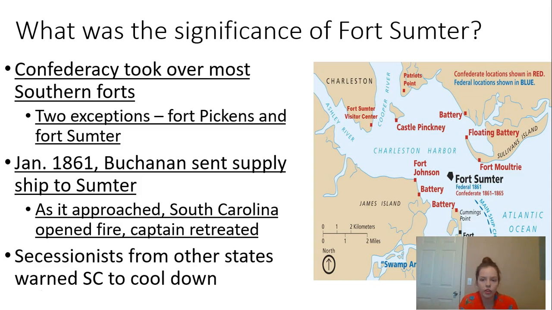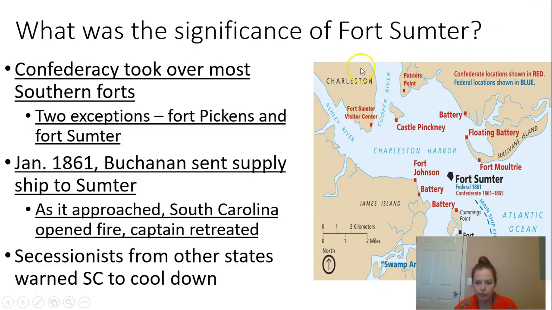So, looking into Fort Sumter and its significance, the Confederacy is going to take over most Southern forts with the exception of two, one being Fort Pickens and two being Fort Sumter. In January 1861, President Buchanan is going to send supply ships to Sumter because it's still being developed at the time. However, as the ship is approaching, South Carolina is going to open fire and the captain is going to retreat.